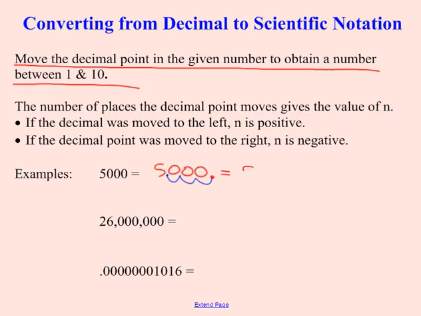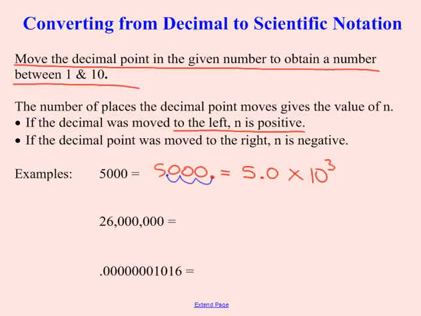So that we end up with 5.0 times 10, because it's scientific notation. Now we move that decimal point 3 places back to the left. And we know that if we move it to the left, our exponent n will be positive. So the exponent here will be a positive 3. So we have 5.0 times 10 to the third.